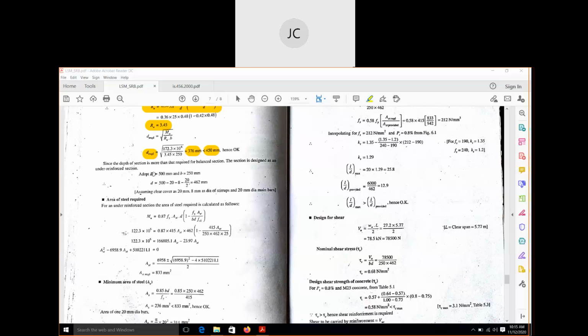So adopt D equal to 500 mm and B equal to 250 mm. Now this is the exact value of our effective depth. It is not exactly 450 actually. The exact value will be this one, this is the more accurate value. So you see this value, and if you have any doubt, ask me now. See how they have calculated it, or this is the actual procedure to find out the effective depth.